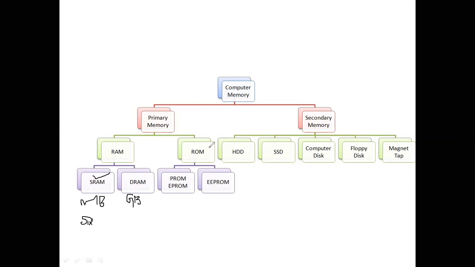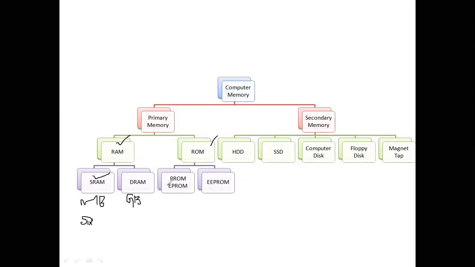Moving on to the next category, read-only memory. In random access memory, data can be rewritten, but ROM is basically read-only memory. One more important difference between RAM and ROM is that RAM is volatile. What do you mean by volatile? In the next slide, I will be explaining. RAM is volatile, but ROM is non-volatile.